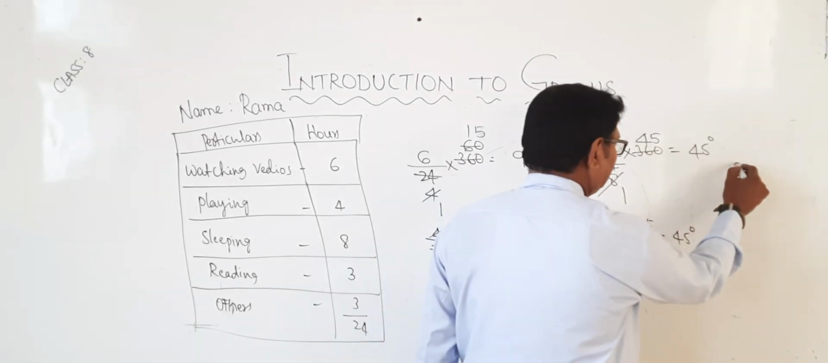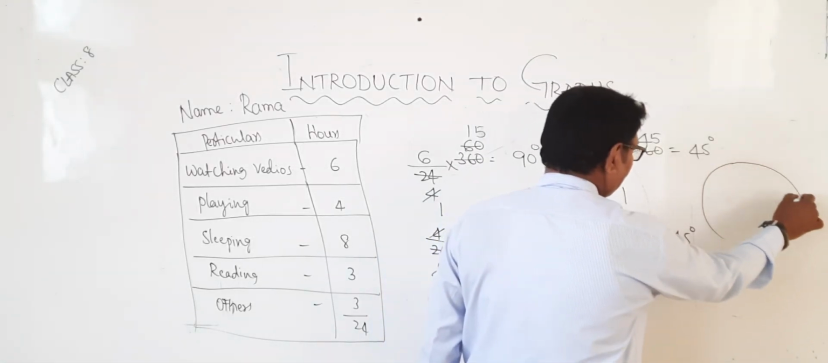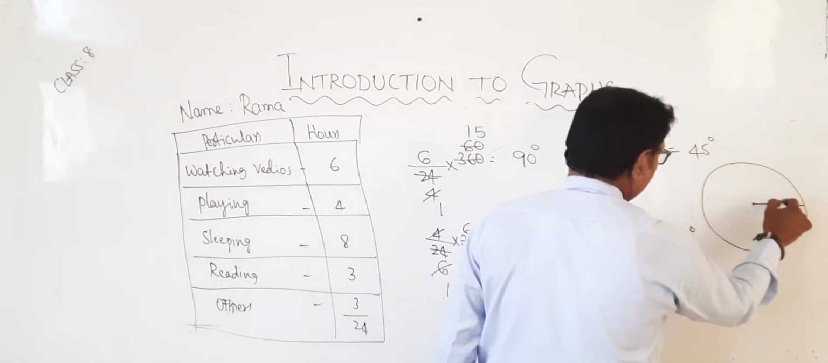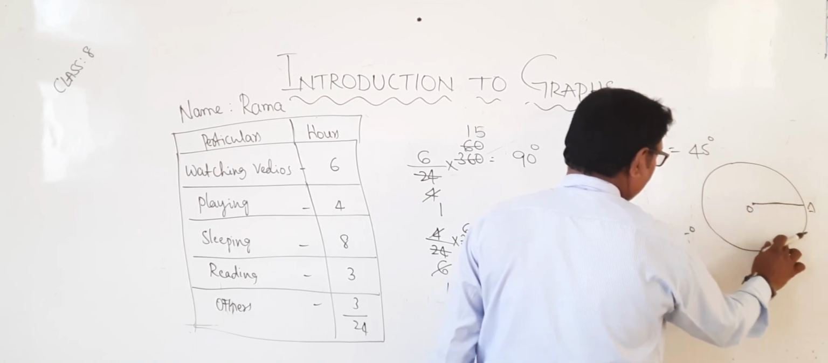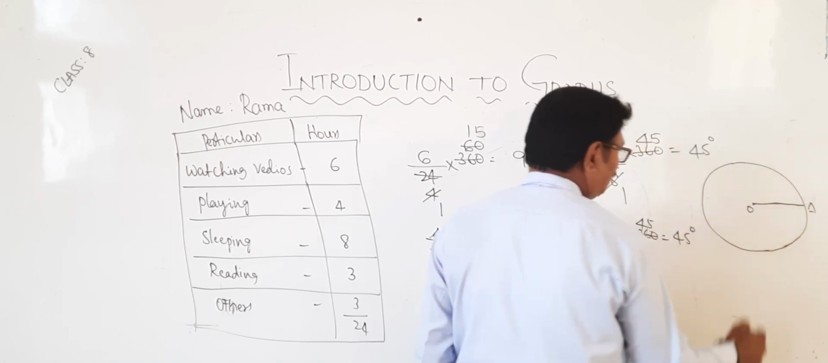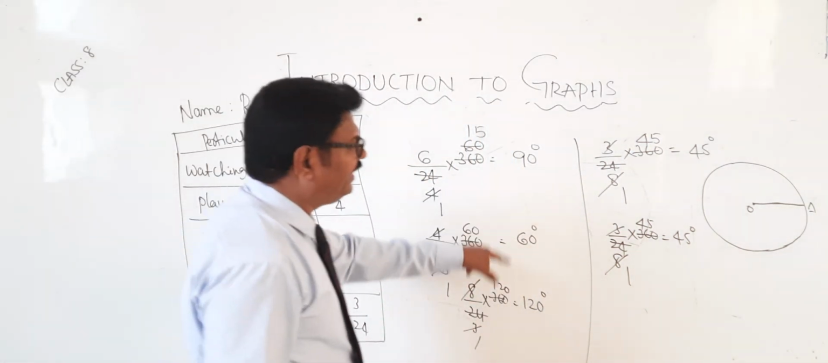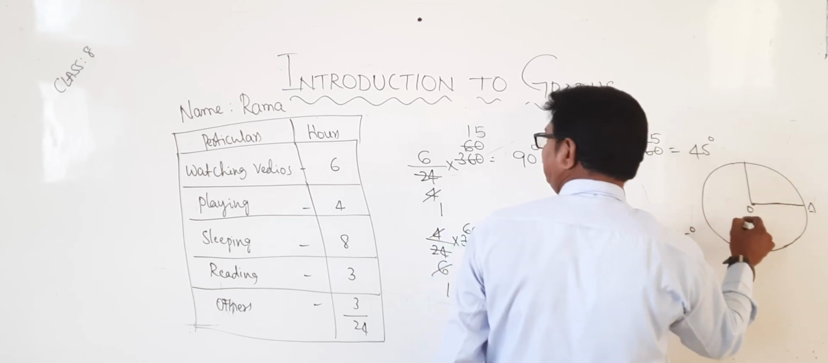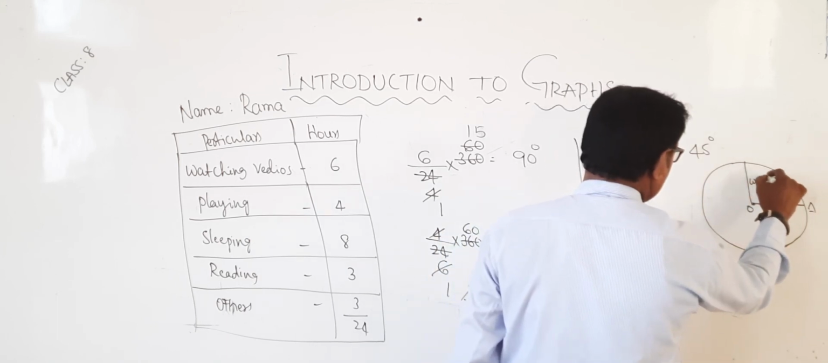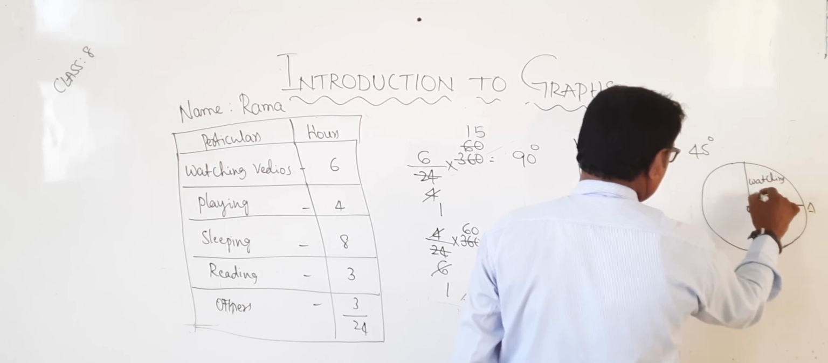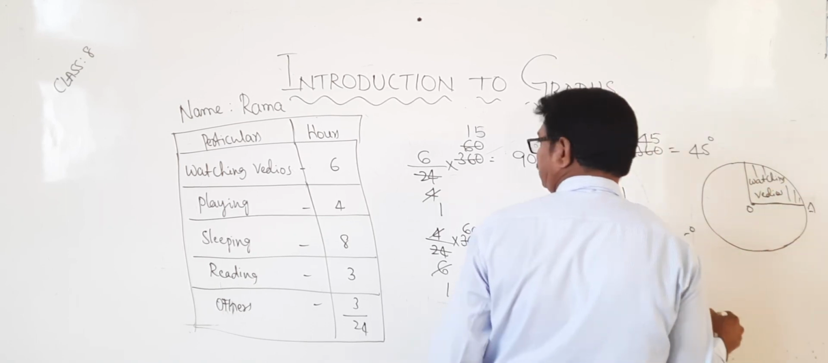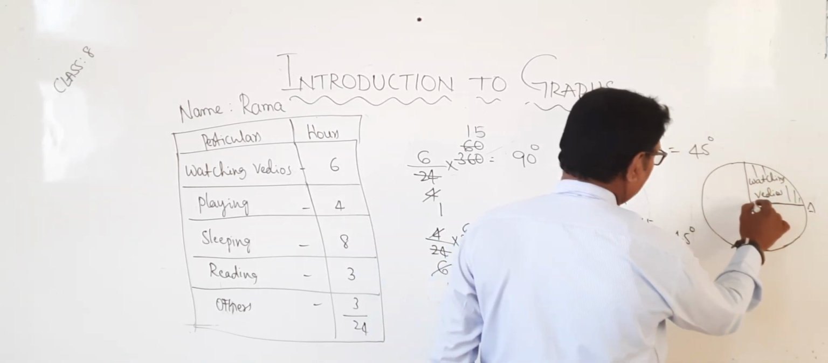Yes. How to draw this? Very, very simple. Now let me draw. First one like this, O and E. Okay? Now first one is 90 degrees. Therefore you can draw like this, 90 degrees. What is this? Watching videos. Next one, 60 degrees.